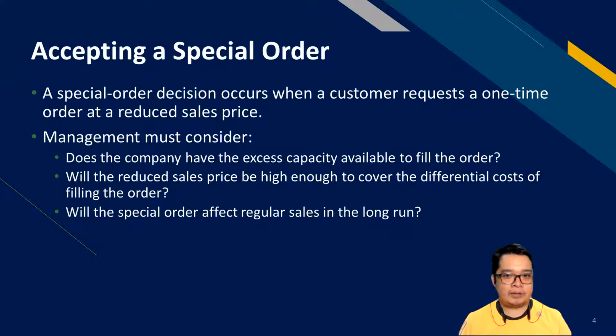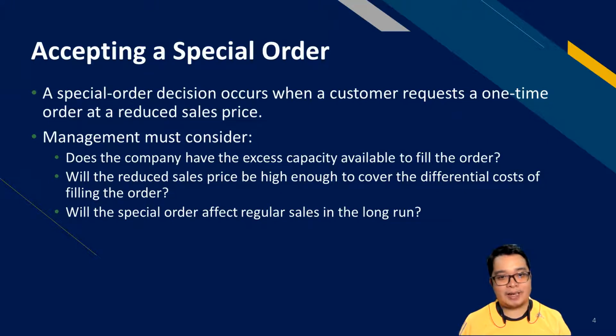Okay. What are the aspects that management should consider? Number one, does the company have the excess capacity available to fill the order? Because if there is excess capacity, then accepting the special order would be better. You get to earn more sales, right? So your only concern is, do I still have a contribution margin at that sales price?